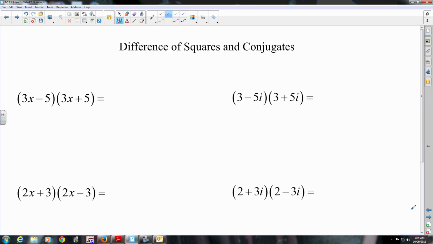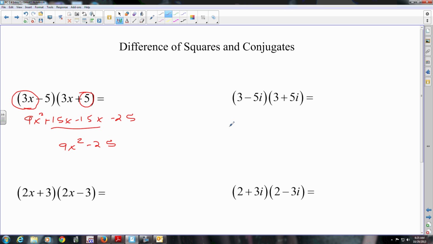This one. Difference of square pattern in the conjugates. When they're identical, but one's a plus, one's a minus, remember that the middle is always going to cancel out. 9x squared plus 15x minus 15x minus 25. These will always cancel. So really, you just square the first thing minus square the last thing.